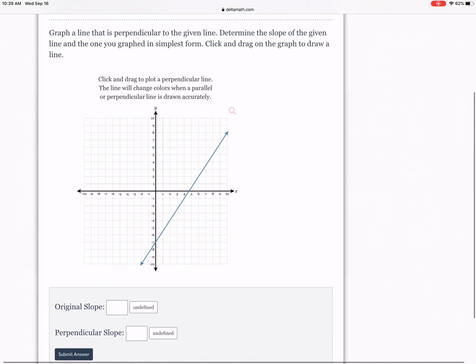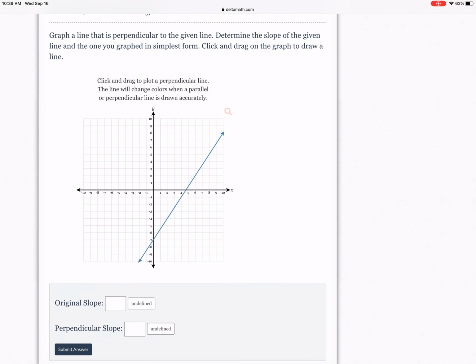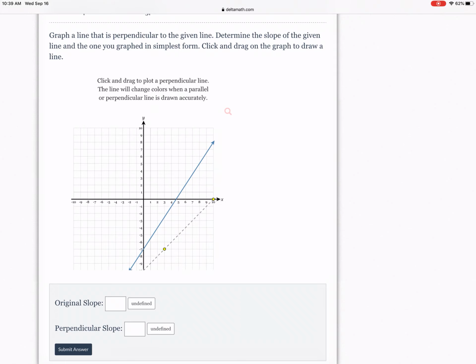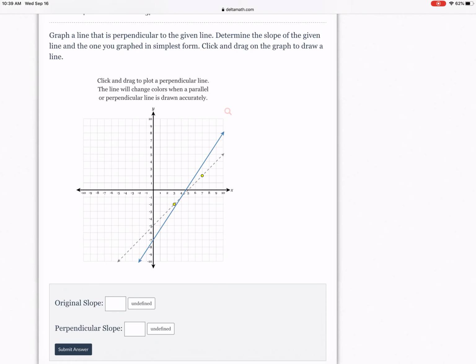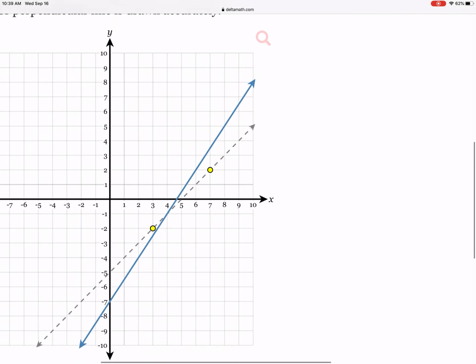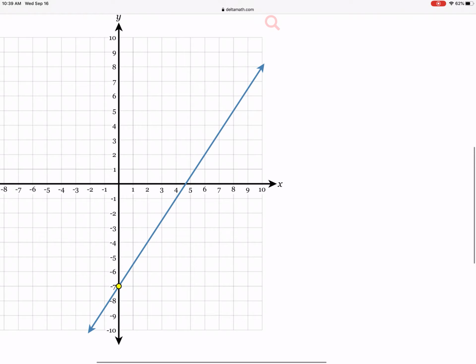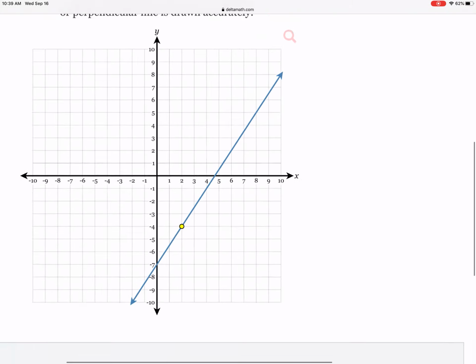Determine the slope of the given line and the one you graph in simplest form. Click and drag on the graph to draw a line. So first what I'm going to do is look at the original one and try and find, sorry, iPad's kind of doing funky things here. There we go. It looks like I have a point at -7 and a point here at -4. So to me that slope would be up 3 over 2.